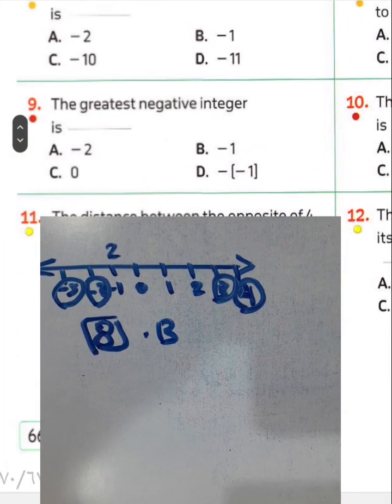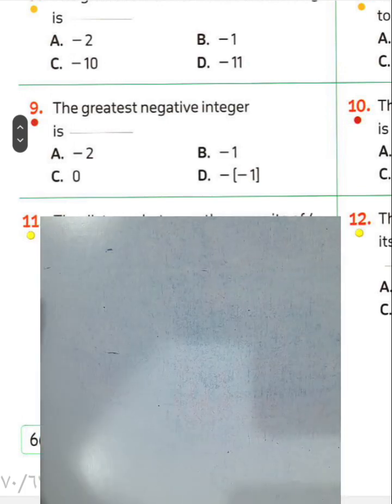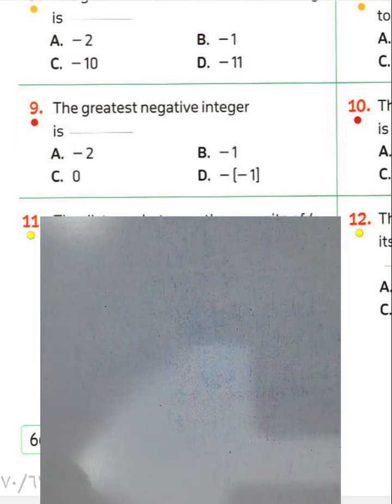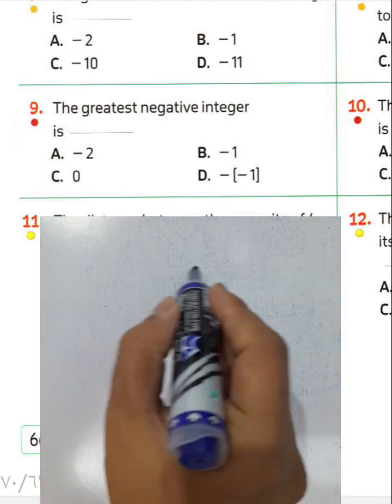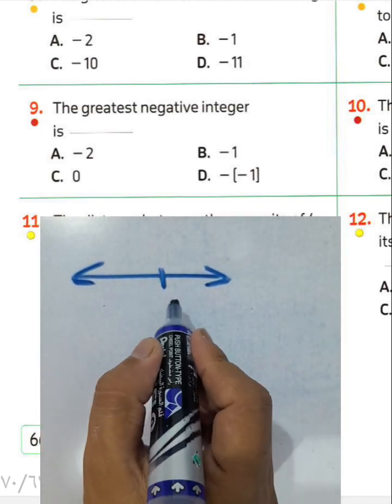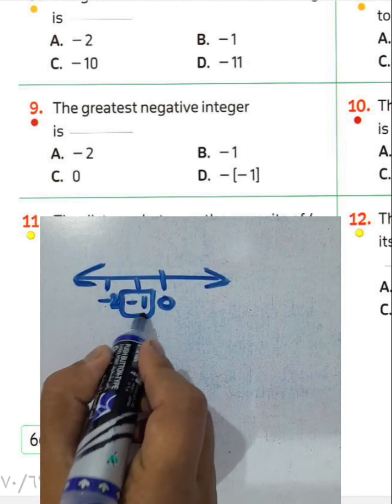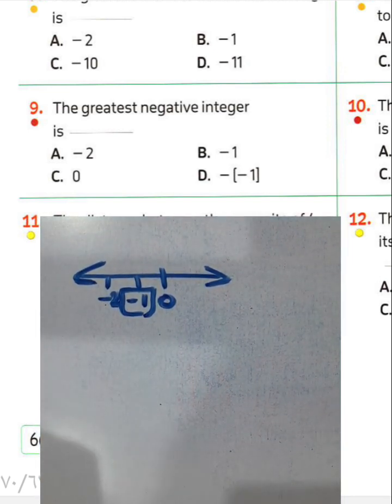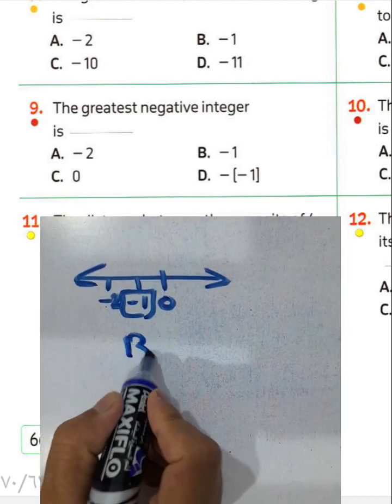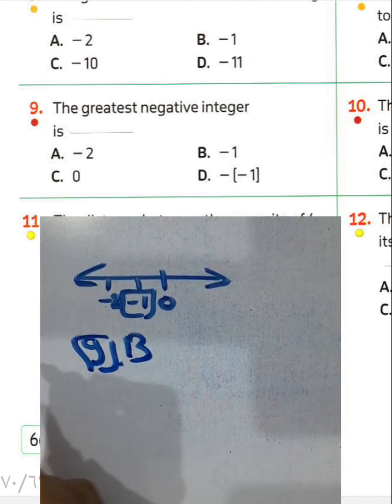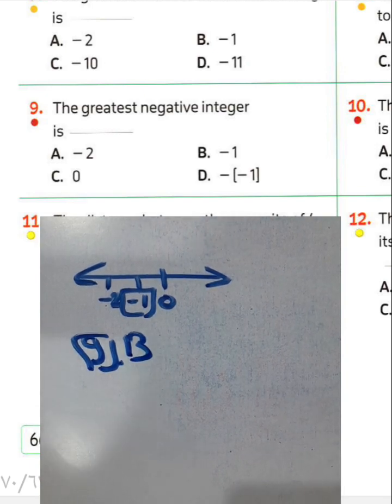Question 9. The greatest negative integer is -1. Look here, we have a number line with 0, -1 and -2. Then -1 is called the greatest negative integer. For question number 9, he asked about the greatest negative integer, and -1 is the greatest negative integer. Choose letter B.